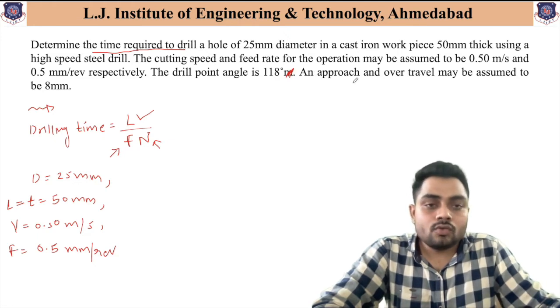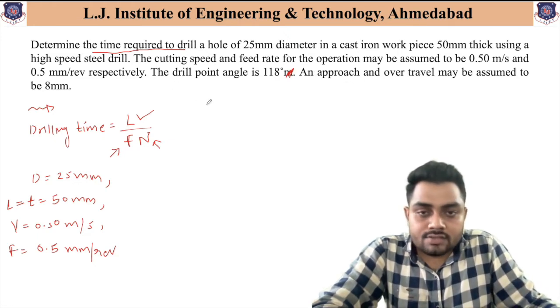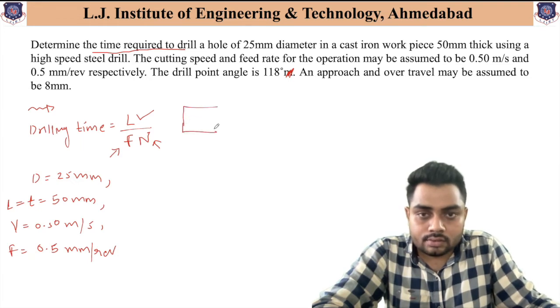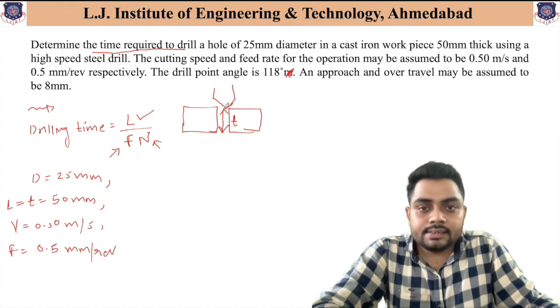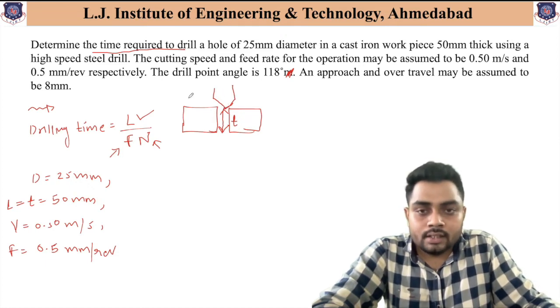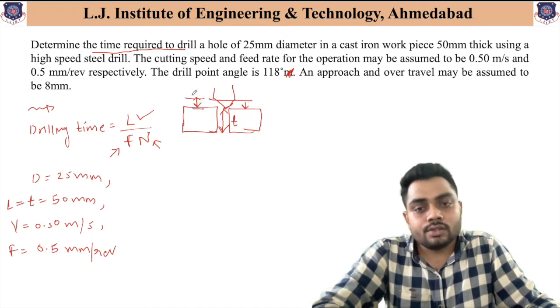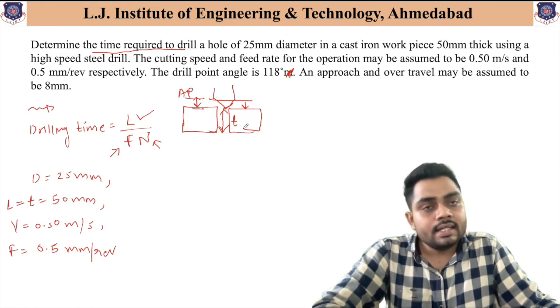be 8 mm. So what is this approach and over travel? So as we can see, suppose in a component we need to drill a hole up to the thickness T. Now when the drill bit is touching the workpiece, at this time it is not directly removing the material, but when this much of portion gets inside the workpiece, then and only then machining takes place. So this distance is nothing but the approach distance, which is indicated as the AP.